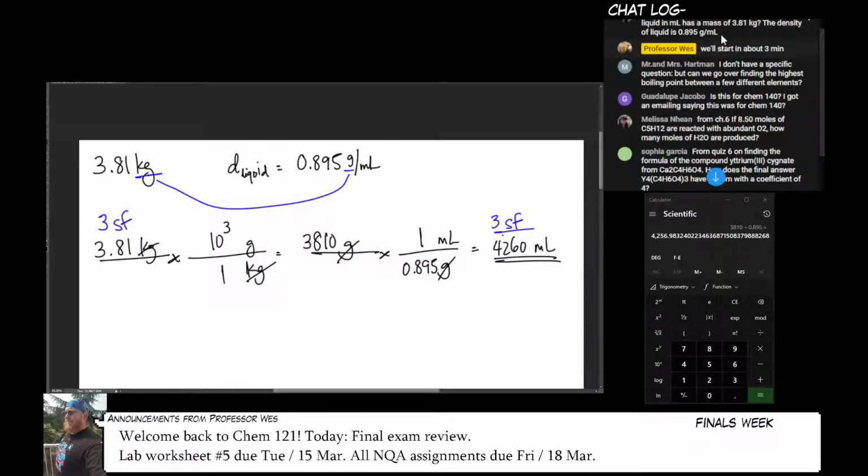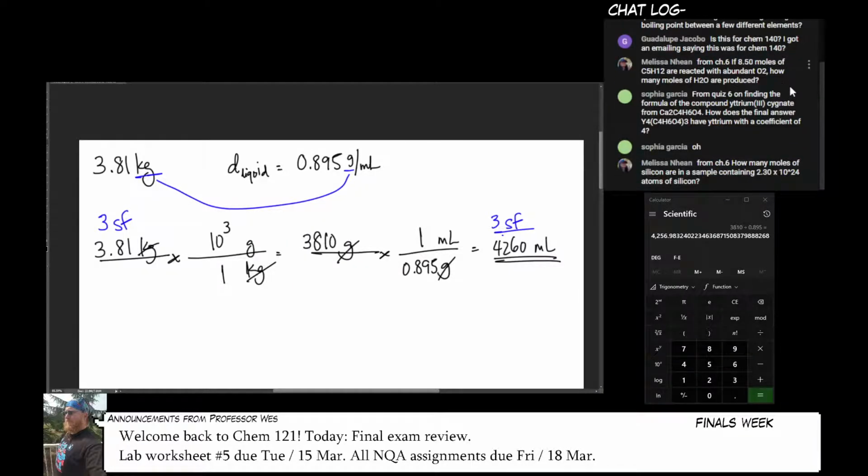All right. There's a question here from Mr. and Mrs. Hartman. Go over the highest boiling point between a few different elements. I'm not sure what you're asking because different elements have different boiling points, but we haven't really discussed that. Do you mean boiling point for different compounds or stuff with intermolecular forces? Can you be more specific, I guess, is what I'm asking there. Is this for Chem 140? No, it's for Chem 121. Hopefully people are in the right spot. I see that the number of people that are viewing has changed drastically, so again, I apologize for that.